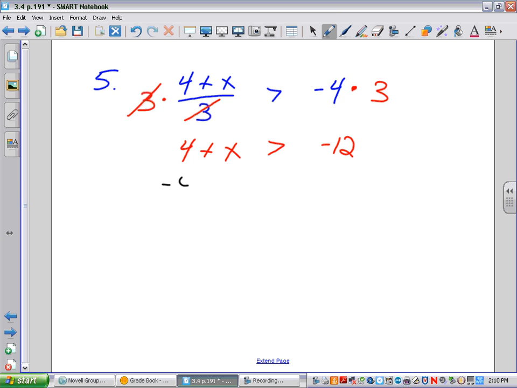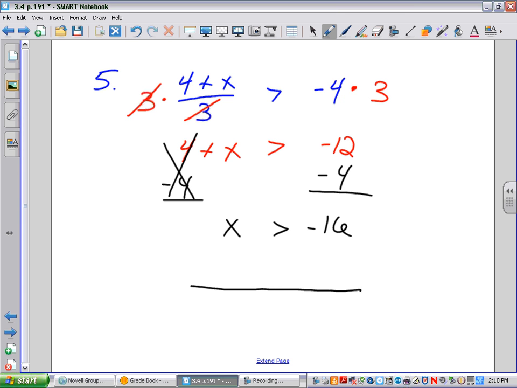And then I would subtract 4 from each side, so I can mark out these opposites. So x would be greater than negative 12 minus 4, which would be negative 16. And then graph it. Straight line, 2 arrows, 0, negative 16. Open circle because it's not underlined. And the graph goes way off to the right because it's greater than.